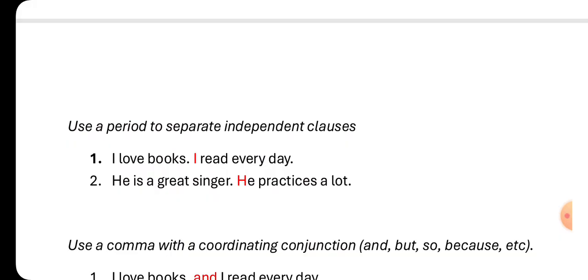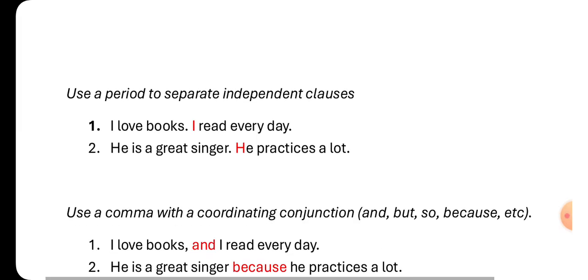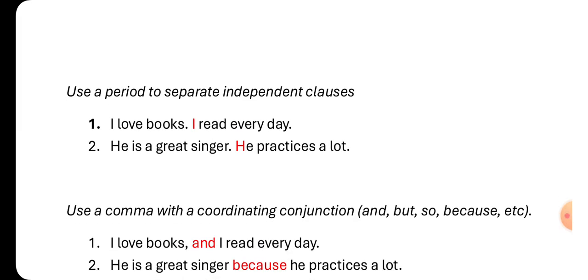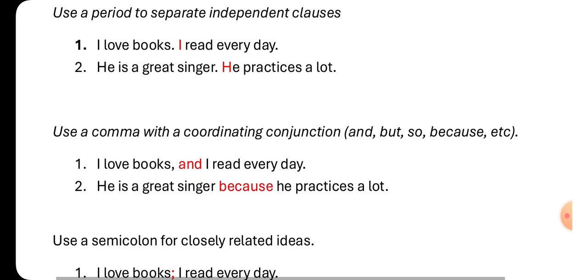Another one is "He is a great singer." Full stop. "He practices a lot." So you see, they are making meaning because they are independent clauses, and they don't need an additional independent clause. If it was a dependent clause, then it would not have made meaning. Let's look at the next one.